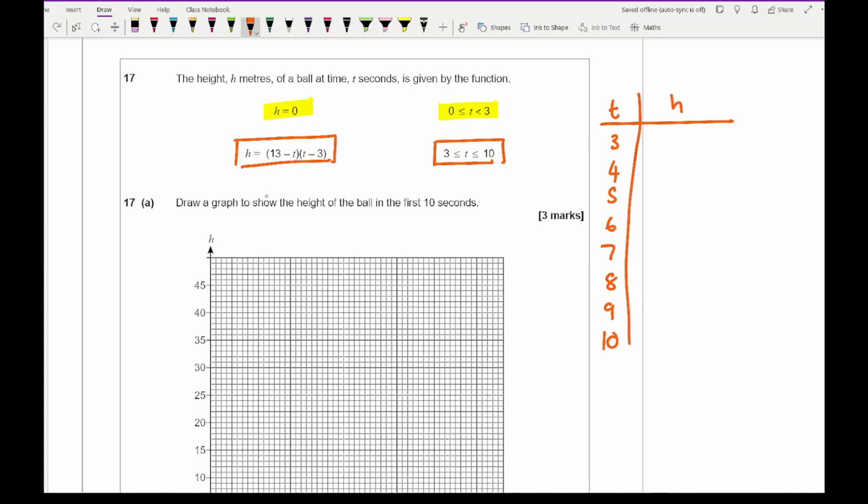So to work out h, I've got to substitute the t value into this expression here. So the first bracket is 13 take away 3, which is 10. The second bracket is going to be 3 take away 3, which is 0. So that gives me 0. When t is 4, 13 take away 4 is 9, and 4 take away 3 is 1, leaving me with a final answer of 9 times 1, which is 9. Then we end up with 8 times 2, and hopefully you'll slowly see a pattern forming.